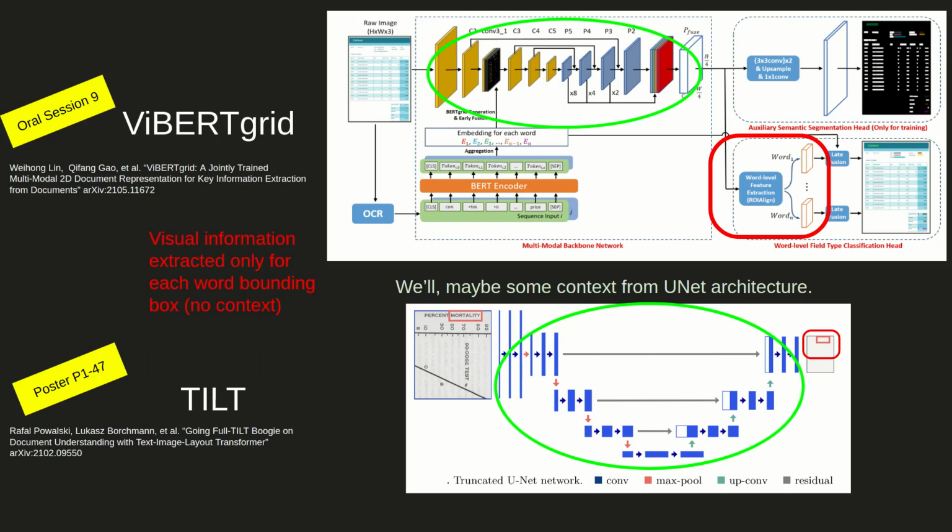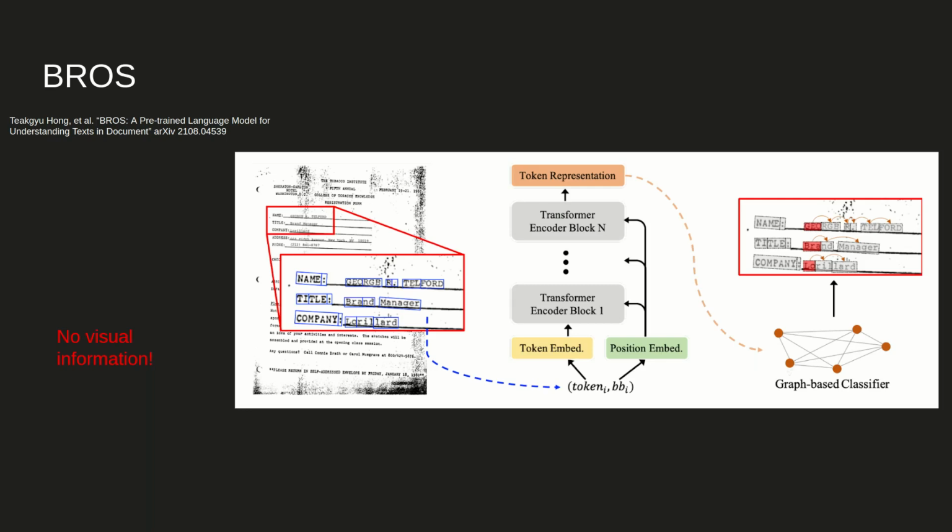Now, Vibert, Grid, and Tilt both use a UNet CNN, so the region is going to potentially have a wider receptive field, but I still feel like it's not the best way to analyze the visual space. Brose was the state of the art at form understanding at the time we were writing the paper. Brose doesn't use any visual components, just the text and spatial information, improving on the original Layout LM.